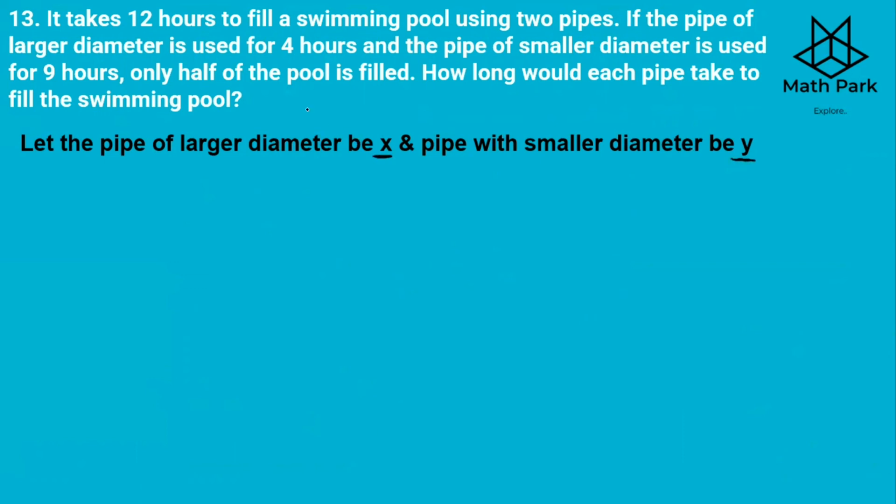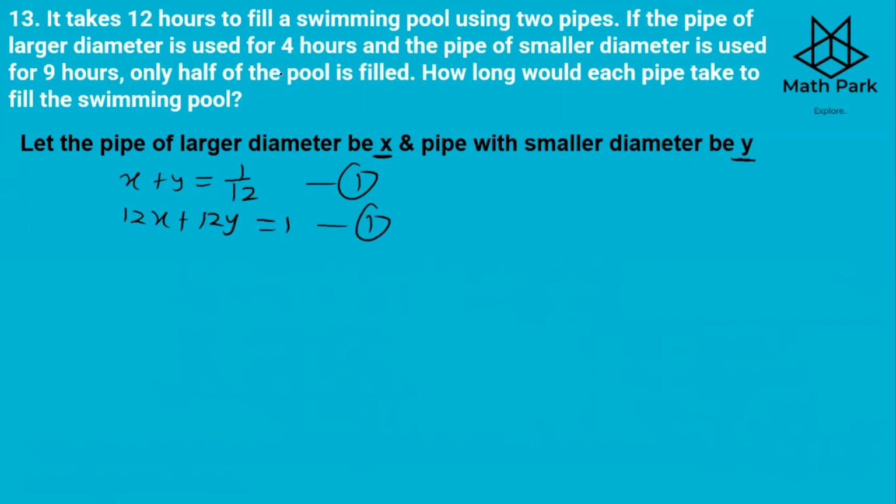So we know that both together take 12 hours. Okay, so remember the work and time are inversely proportional. So if the larger pipe plus the smaller pipe fill the swimming pool in 12 hours, we get 1 upon 12. This is our first equation. Okay, so if we simplify this, we get 12x plus 12y is equal to 1, our equation number 1.